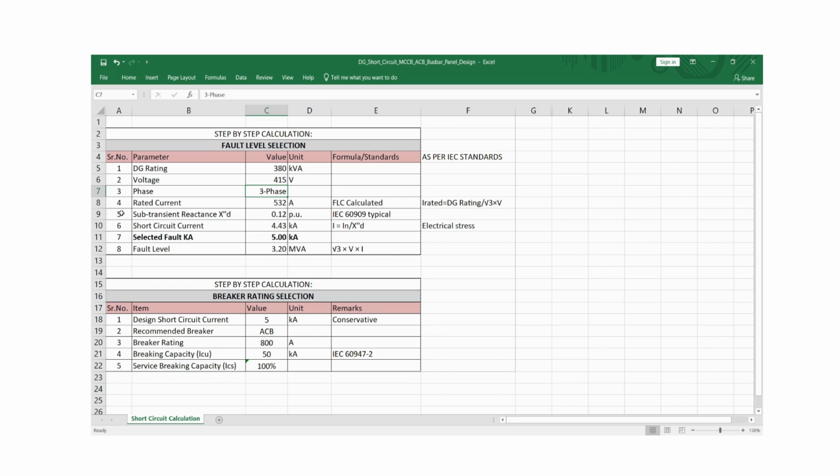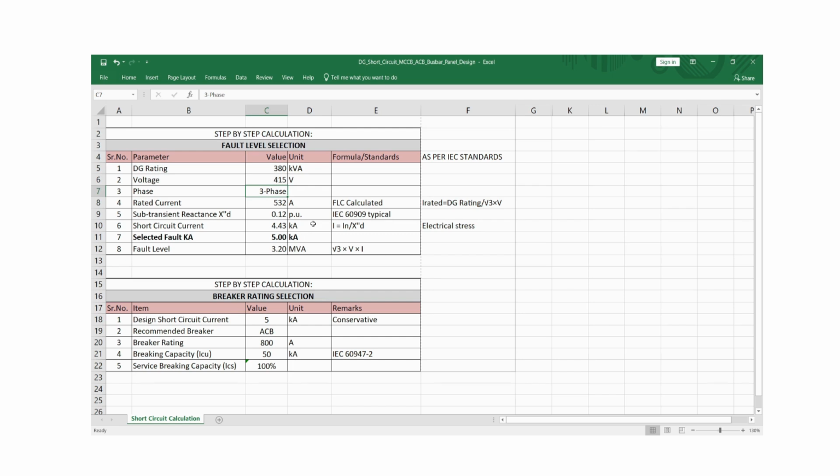For that, we use sub-transient reactance, which is written as X''d. According to IEC 60909, a typical diesel generator has an X''d value, the sub-transient reactance value, of 0.12 per unit. This represents the diesel generator's behavior in the few milliseconds of a fault, when the most dangerous moment occurs.